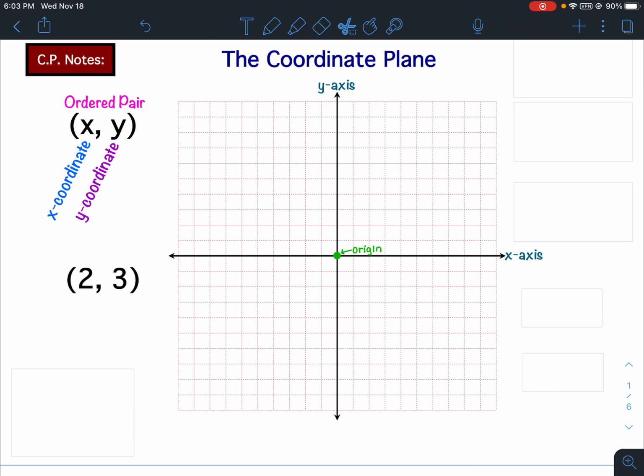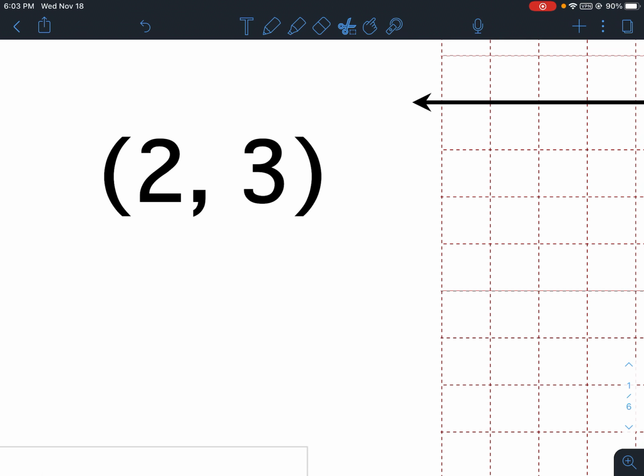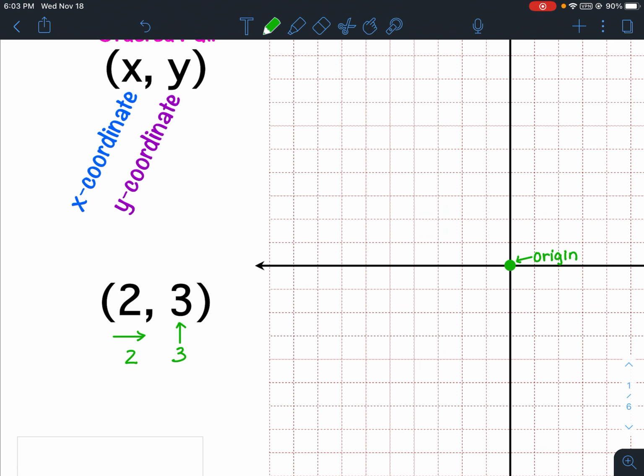Okay, so when you have an ordered pair, like this one here, the first number tells you to go left or right, and the second number tells you to go up or down, depending on if it's positive or negative. This is a positive 2, which means I would move 2 spaces to the right, and then the positive 3 means I would move 3 spaces up. So again, for the ordered pair, because the first number is positive, I go to the right 2 spaces, and then the second number is positive, so I go up 3 spaces. So again, the x-coordinate moves left or right, the y-coordinate moves up or down.